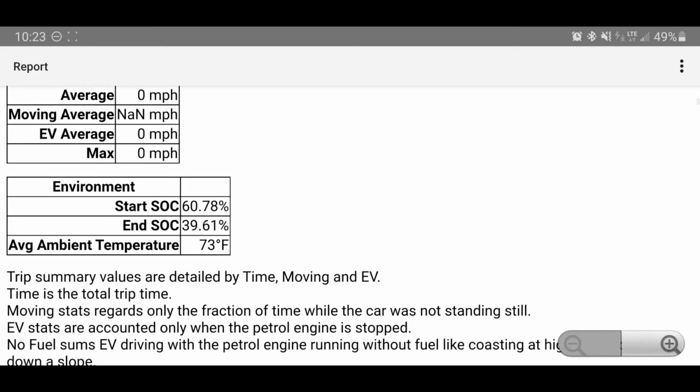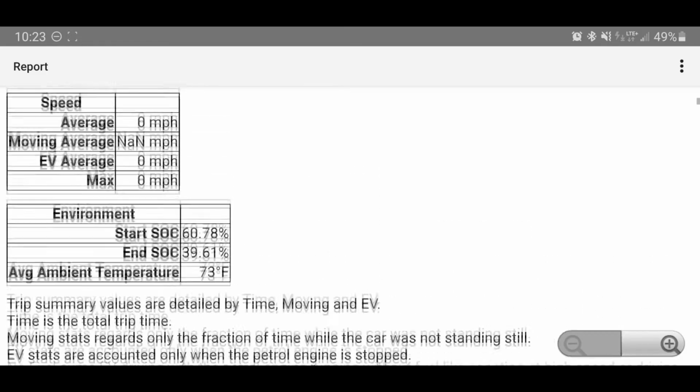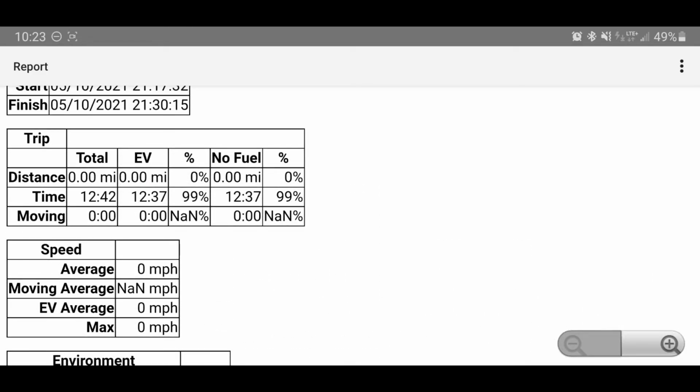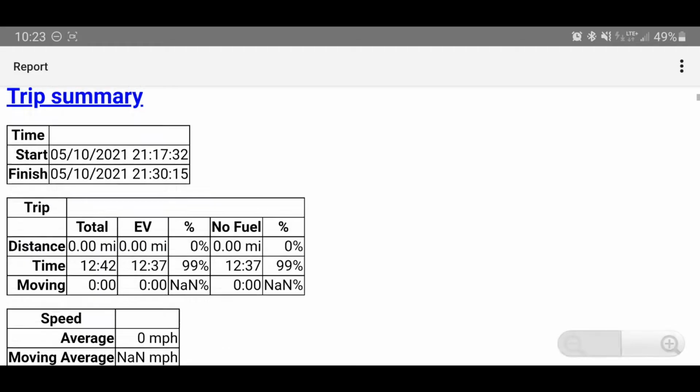And you'll notice our start state of charge was 60.78, so exactly the same to the hundredths place. And our end state of charge is again the same at 39.61. Average ambient temperature is 73 degrees. Again, all very similar. None of those are going to lead to exactly double or a multiple of two change in how long you're able to run the AC at full tilt.